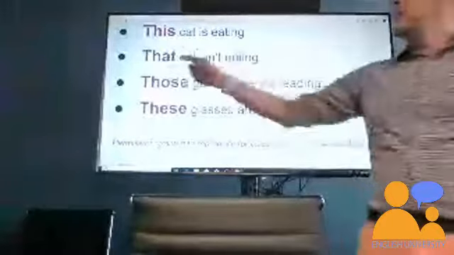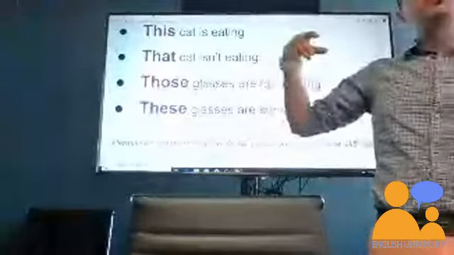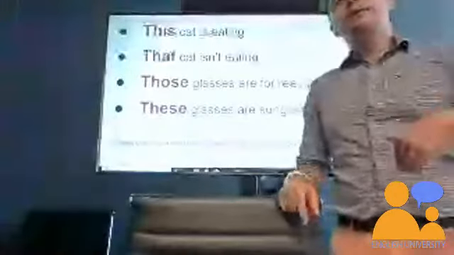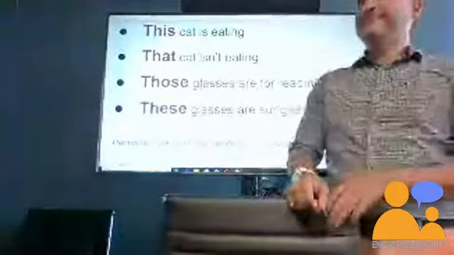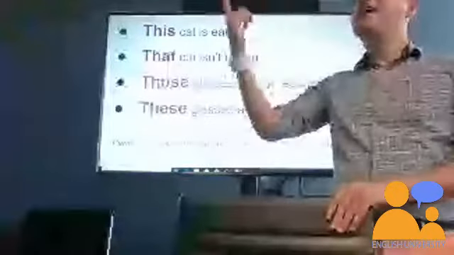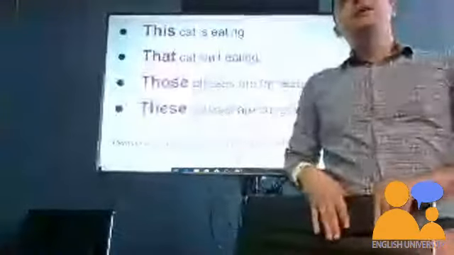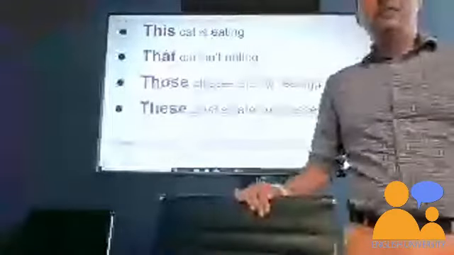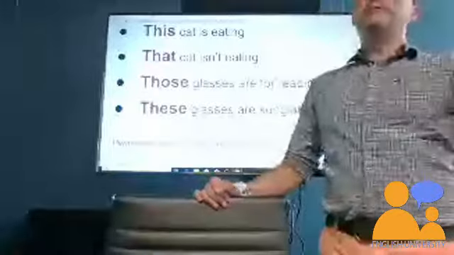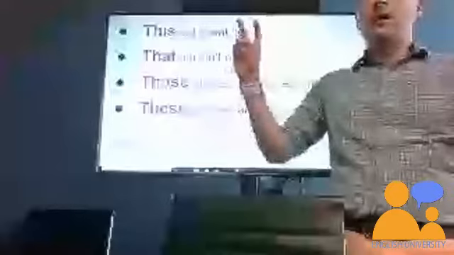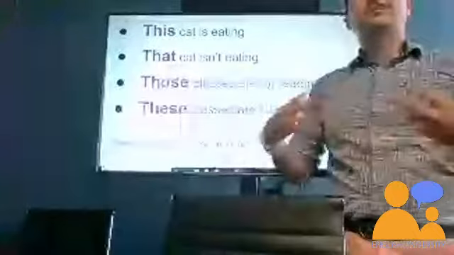That party we had 3 months ago. You have to think, 3 months ago, is that close or far away? Far away. Good. That party. But if it was yesterday, it's not too far. You have to think about it. If you're talking about this party was horrible, maybe the party was yesterday. That party, maybe far away. So it's not always objects. It can be parties, times or experiences.